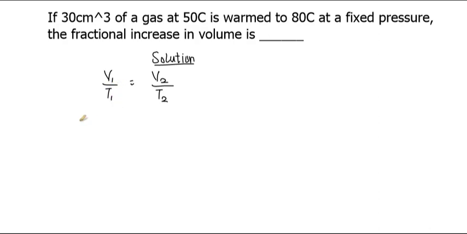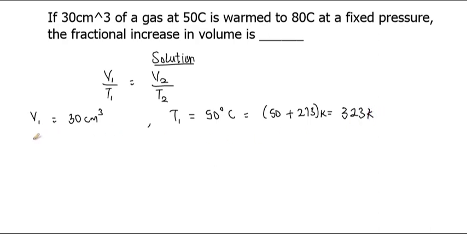So now let's write out the values given from the question. Starting with the initial values, V1, the initial volume of the gas, is given to be 30 centimeter cube. Then T1, the initial temperature of the gas, is given to be 50 degrees Celsius, and we will convert it to Kelvin. So this is equal to 50 plus 273, which gives us 323 Kelvin. Let's not forget the unit Kelvin.